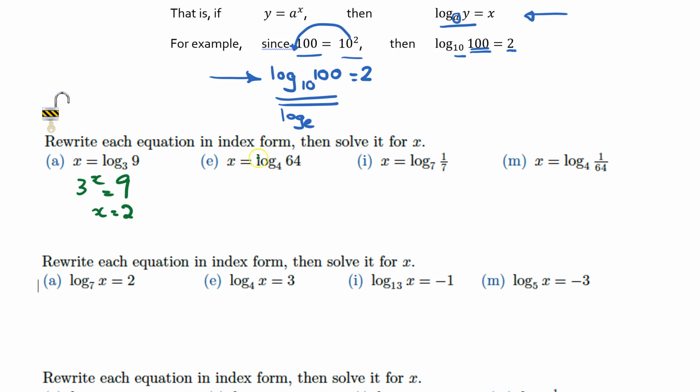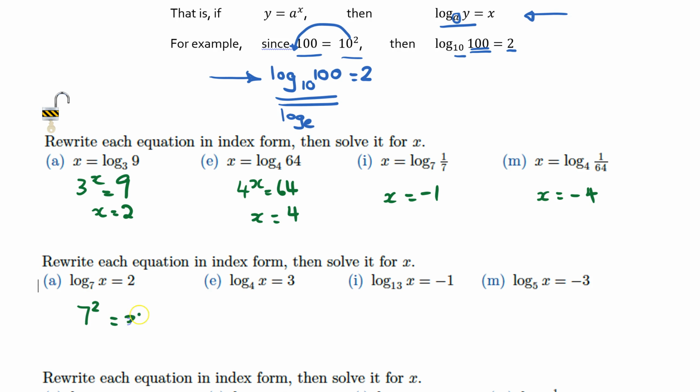This next one: 4 raised to what power gives me 64? So it's really saying this. We don't have to write this, but it's saying this. So of course 4 raised to the 4th power gives me 64. 7 raised to what power gives me 1 on 7? Well, that is minus 1. And 4 raised to what power gives me 1 on 64? Well, it's raised to the 4th power, and to get the 1 on, we need our negative.